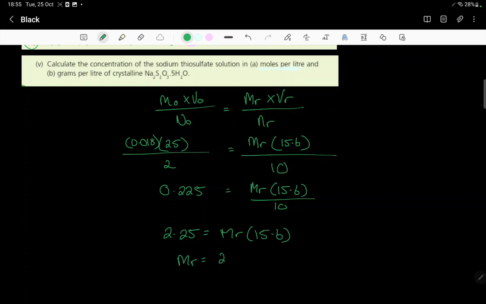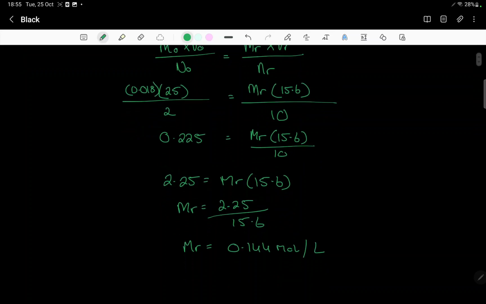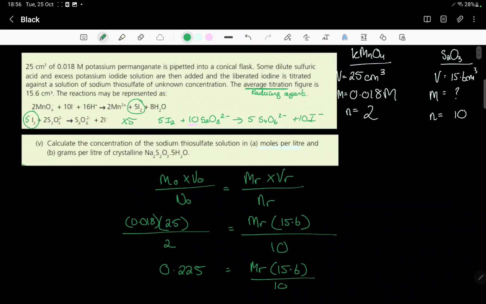So then MR equals 2.25 divided by 15.6. So the molarity of the reducing agent is 0.144 moles per litre. And that is for the sodium thiosulfate. Okay, so that's that A question completed.